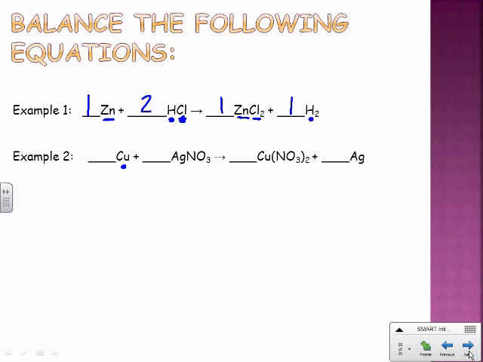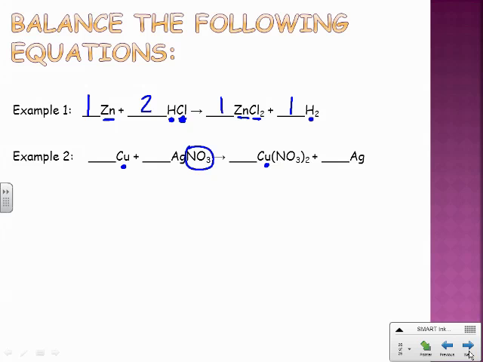Copper, there's 1 of those, and there's 1 copper over here. Now this is a little bit different. I have NO3 right here. Now remember, NO3 is nitrate. It's a polyatomic ion, meaning it stays together all the time.